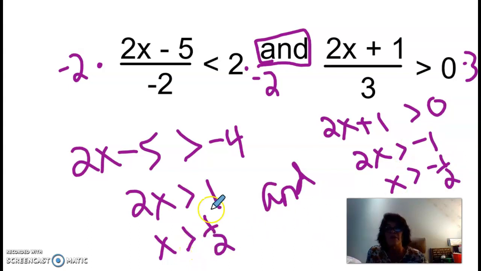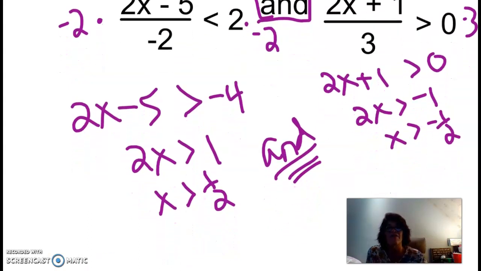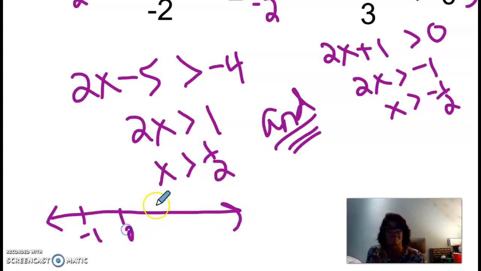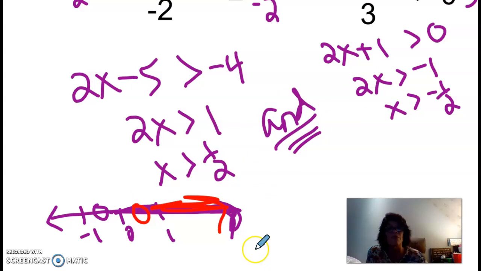So what numbers are bigger than 1/2 and at the same time bigger than negative 1/2? Bigger than 1/2 and bigger than negative 1/2. If I think of it on a number line, bigger than negative 1/2 is all these. Bigger than 1/2 is all these. Which did I shade twice? Because I want it to be both. Right? I want to make sure it satisfies both.